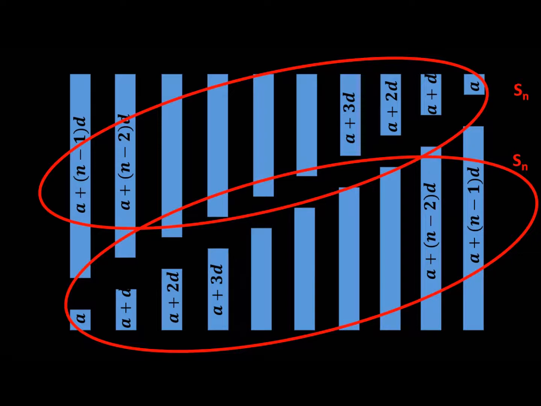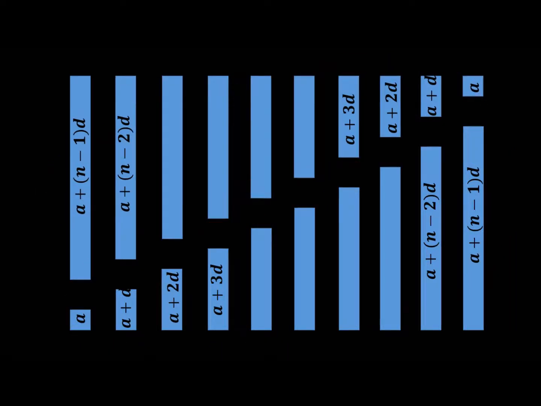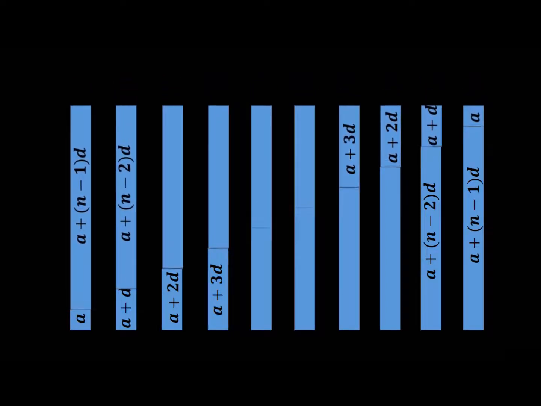If you look at these two terms, for example, on the very left the bottom term is a and the top term is a plus (n minus 1) into d. If we add these corresponding terms together, each new term that we get by adding the previous two terms in each pair is the same. It has the same value. If you can see, all the bars have the same height now.